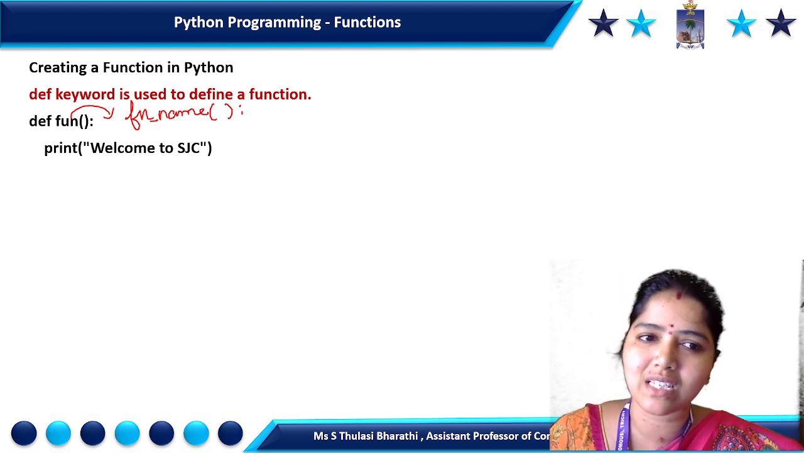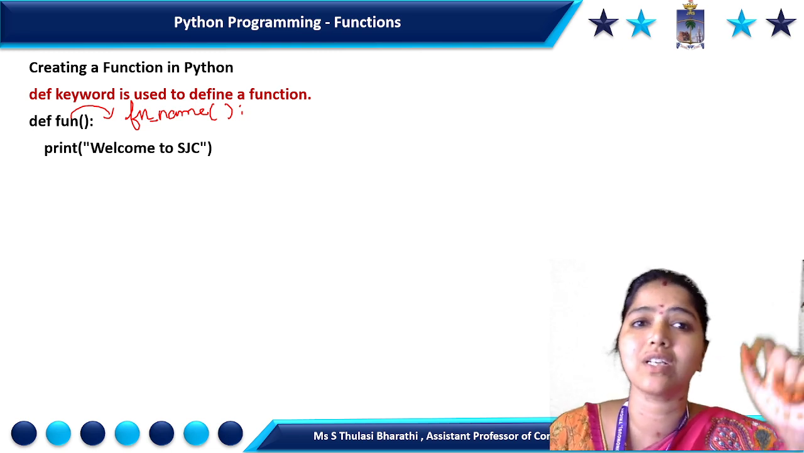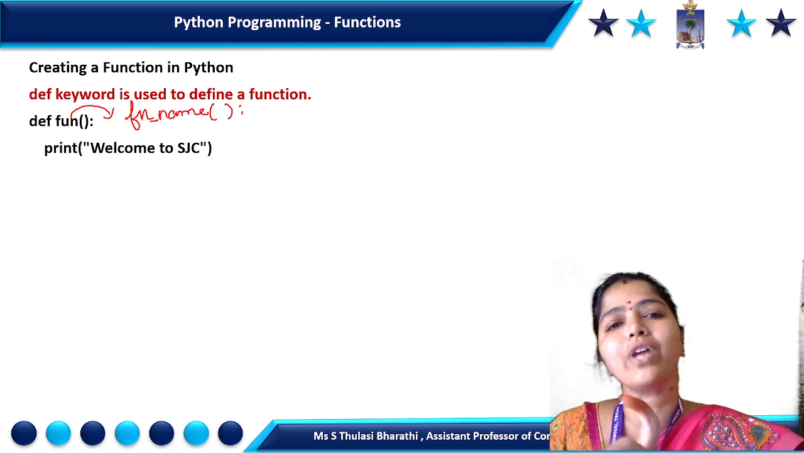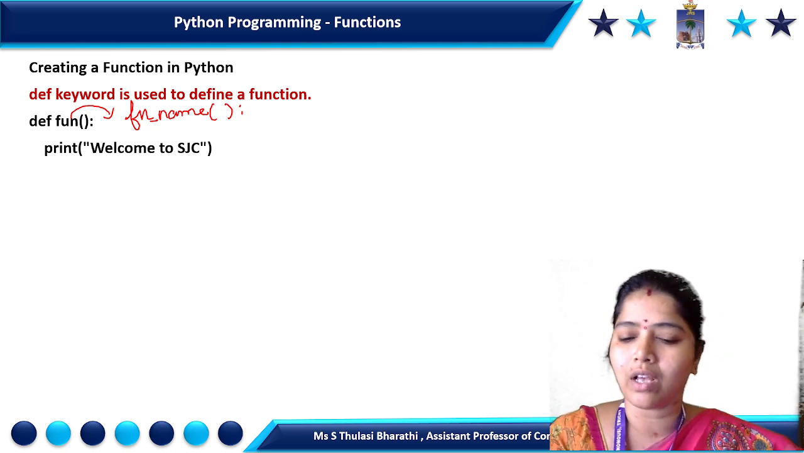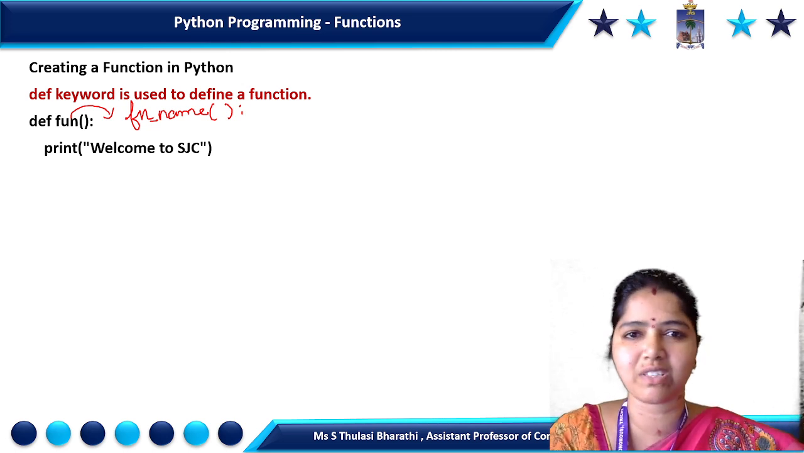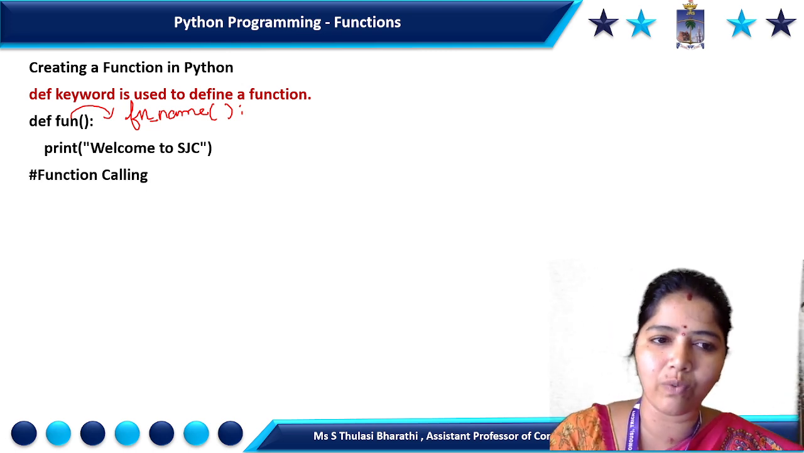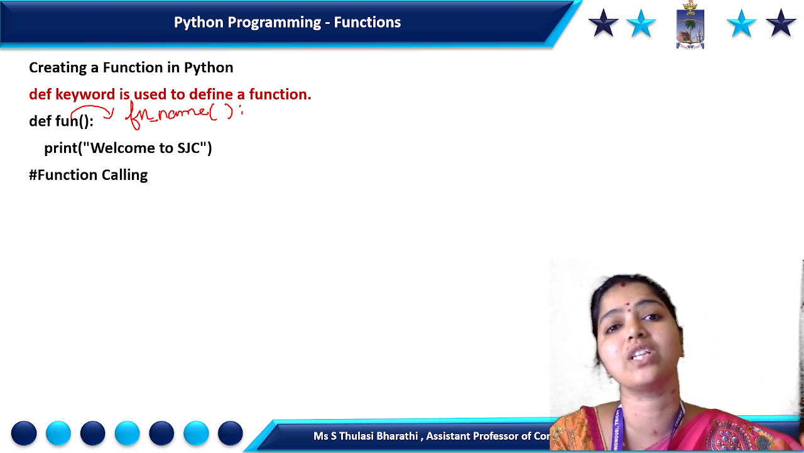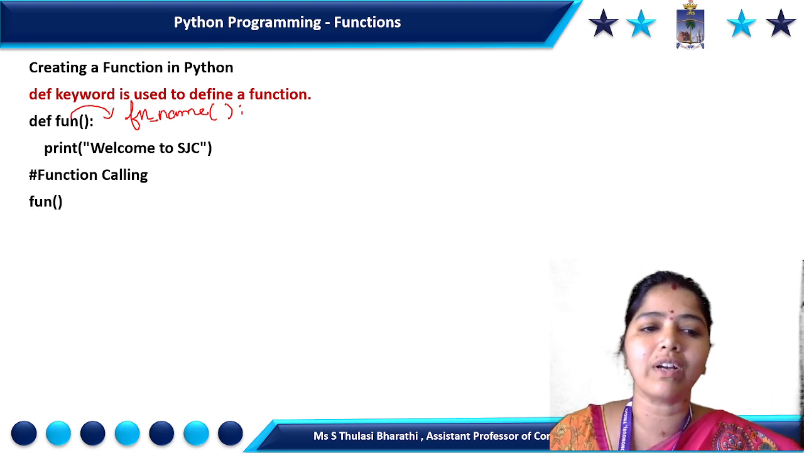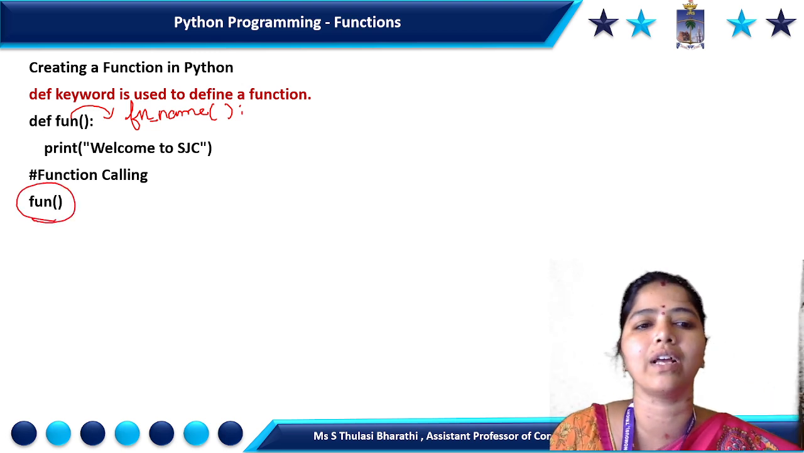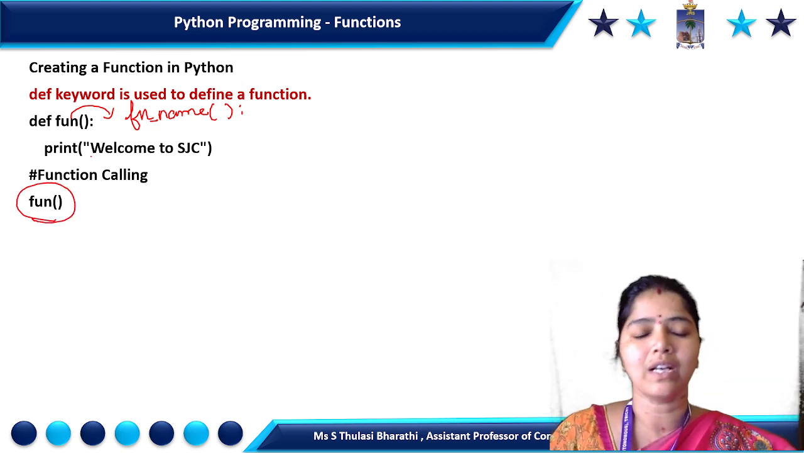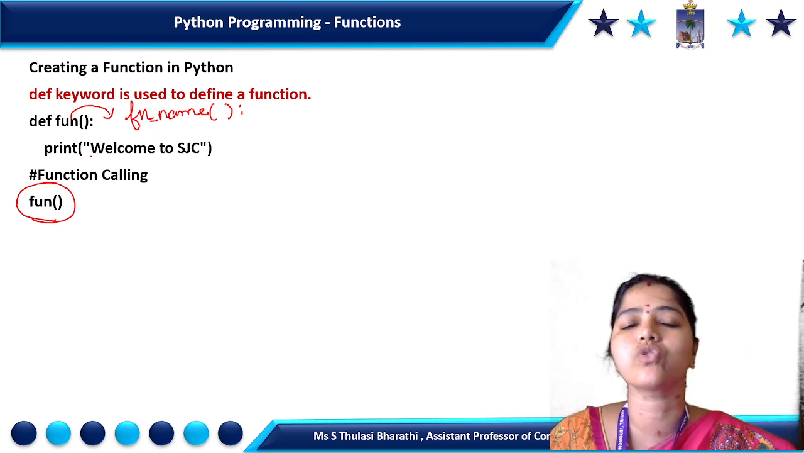So what has to be done? Whenever this function is called, welcome to SJC has to be printed. That's all. Okay ma'am, when will it work? That was the main question, right? It will work only when that function is called. Only when this function is called, this particular statement will work. So this is the one single line we can use to run the program.